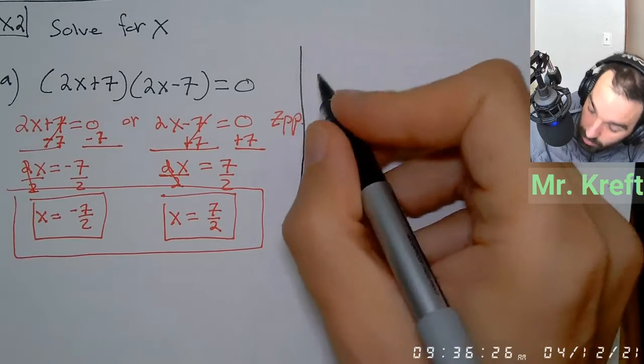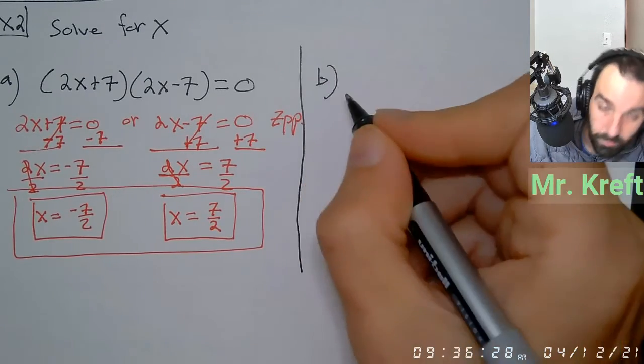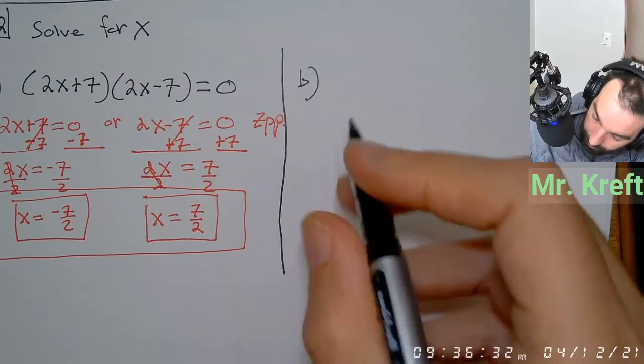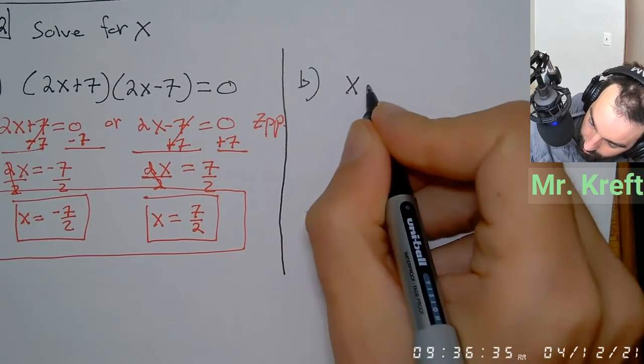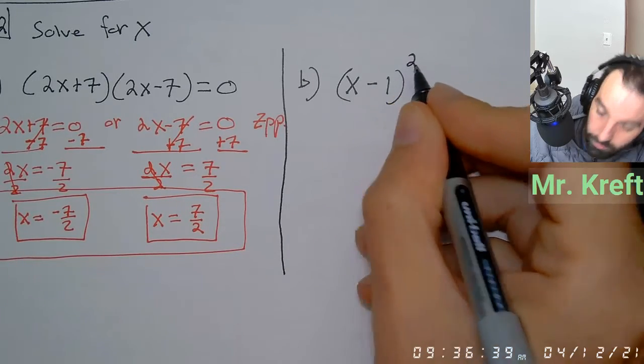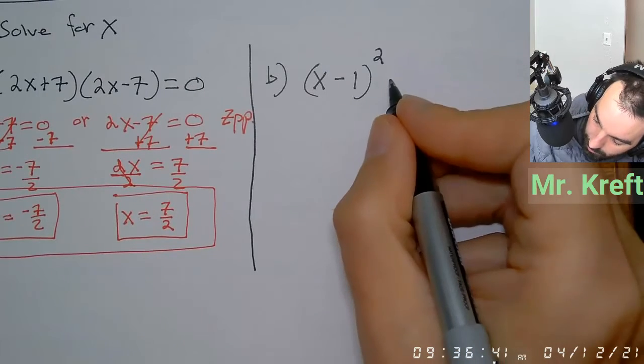All right, so let's go B. So our next one is going to be x minus 1 quantity squared equals 0.